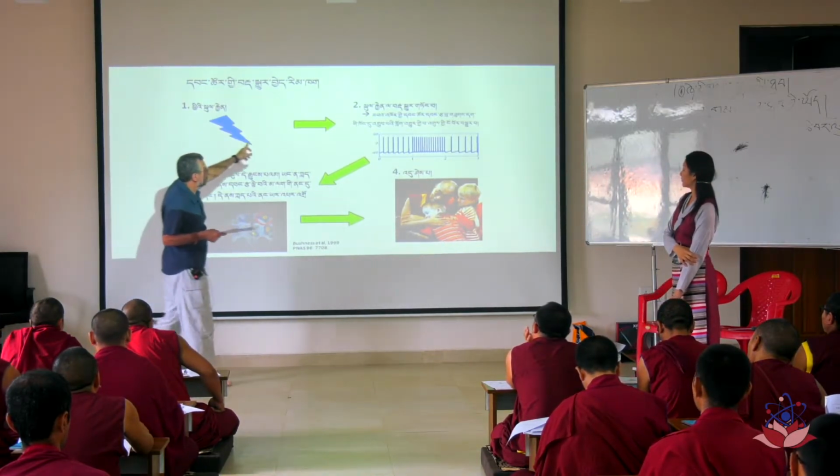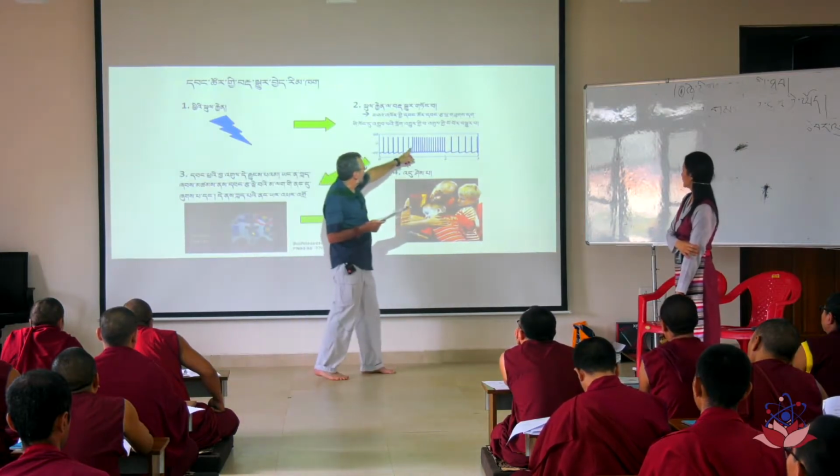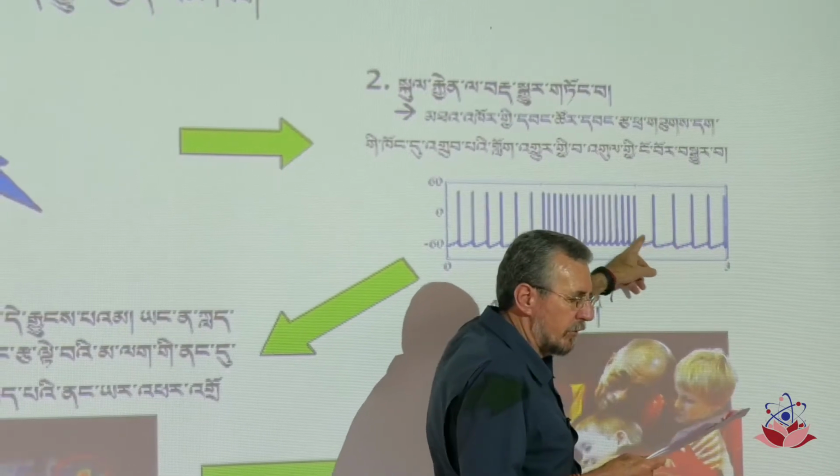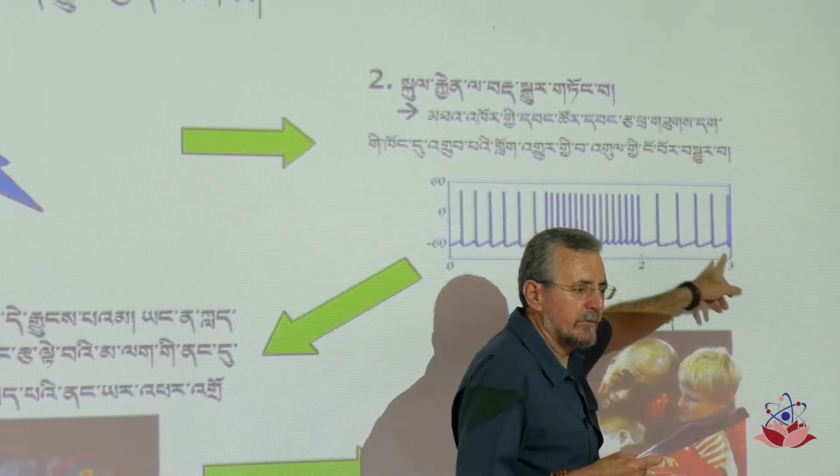That stimulus then changes the activity of neurons in the peripheral nervous system.